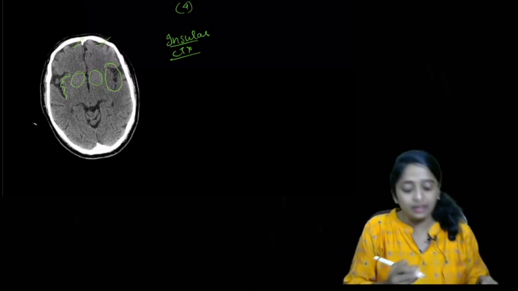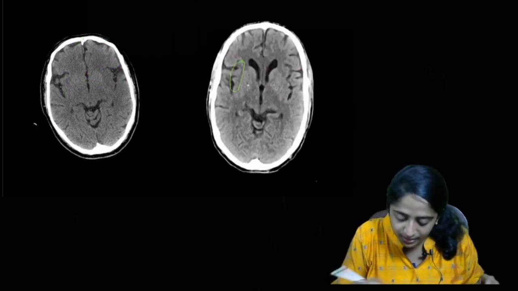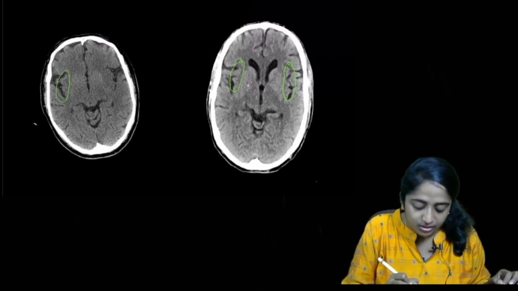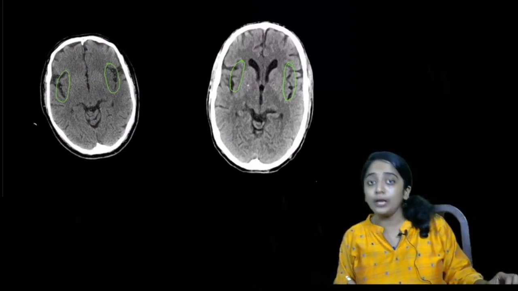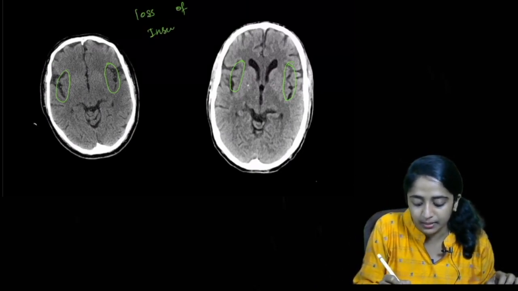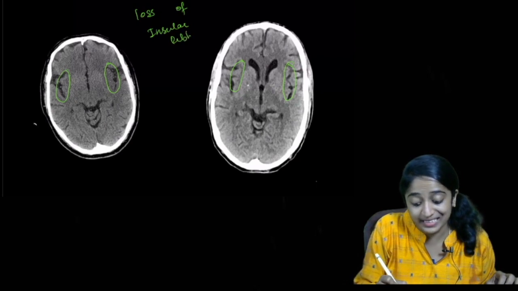On the right side it's bright, but what happens on the left side? It's not bright. I'll give you another image for comparison. See, this is bright here, it's bright here, which means it's normal. But look again, it's bright here, but there is loss of the insular ribbon. We call it the loss of insular ribbon sign. So that is yet another subtle early sign of hyperacute infarct.